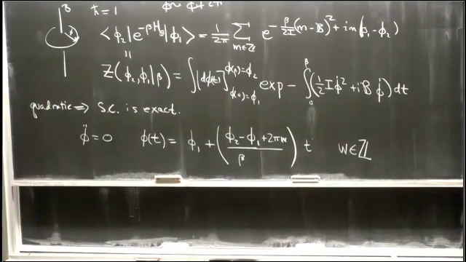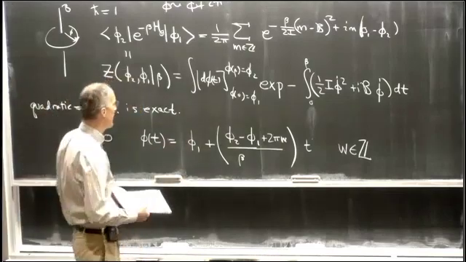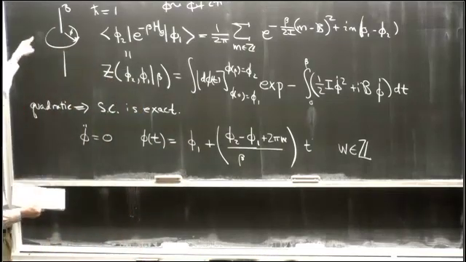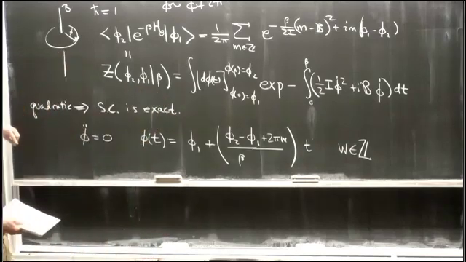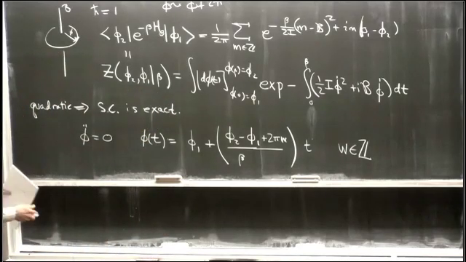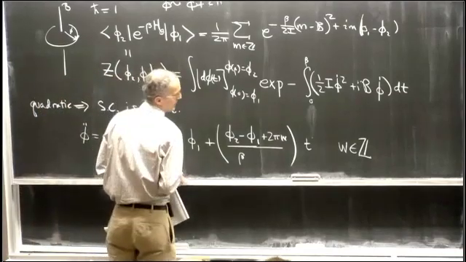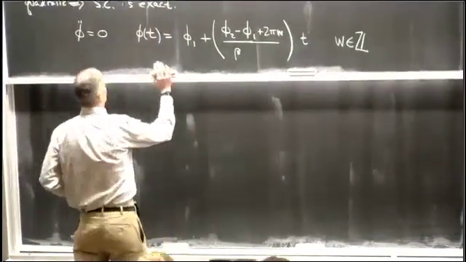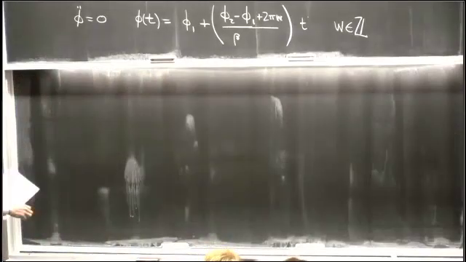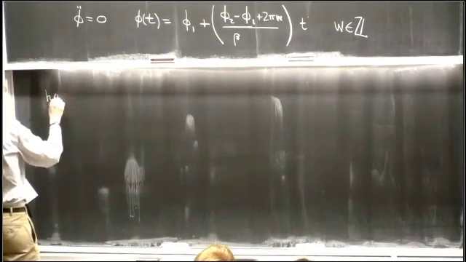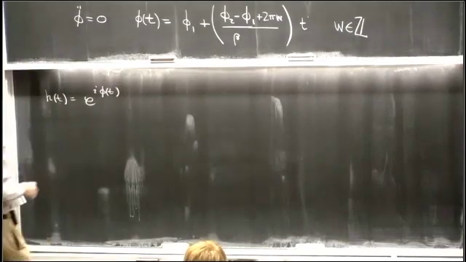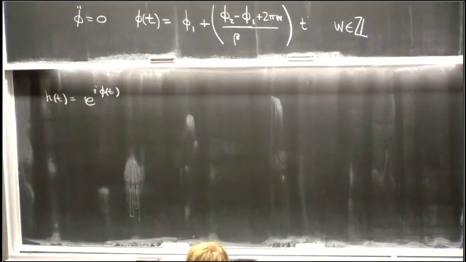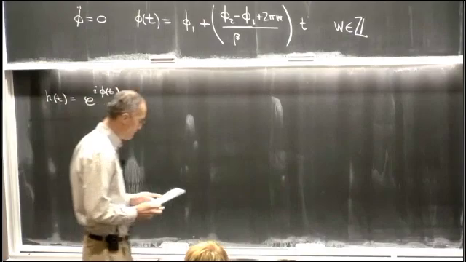In other words, as I progress from time 0 to beta, this phi winds around the circle w times, starting from phi 1, ending up at phi 2. Okay, so those are the solutions of the equations of motion. Remember, the real field, the actual field here is e to the i phi of t. That's the only thing that has to be single valued and so on.